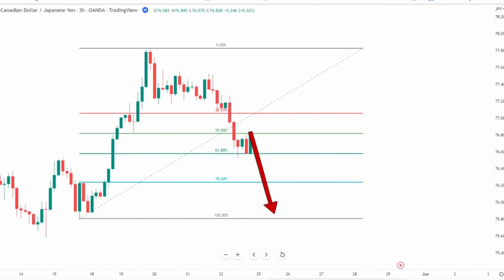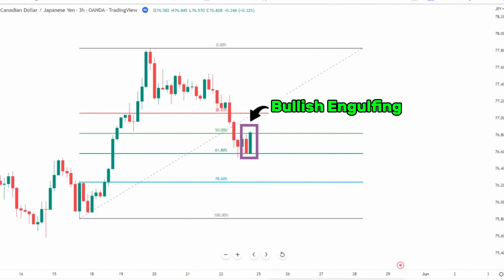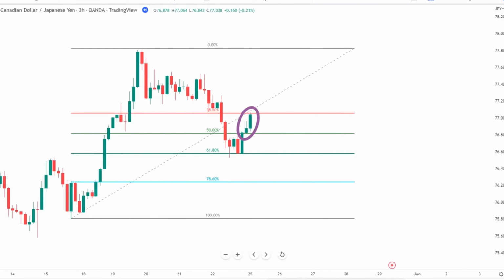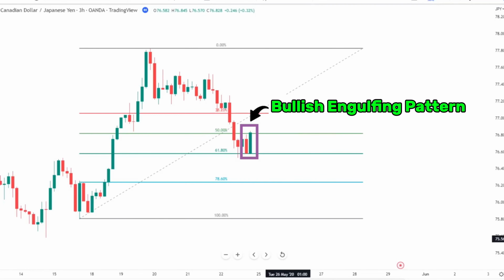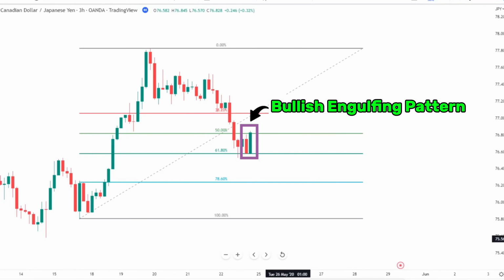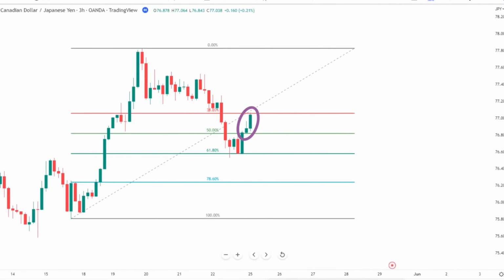You need further confirmation. We then see a bullish engulfing pattern, where the body of the second candle completely covers the previous one. This shows us that we don't just have a reaction, we have bullish momentum. To confirm it further, the next few candles are green and break above the 50% resistance level. Based on this price action, rejection at the 61.8%, a bullish engulfing, and momentum breaking back up, this is a high probability buy opportunity.